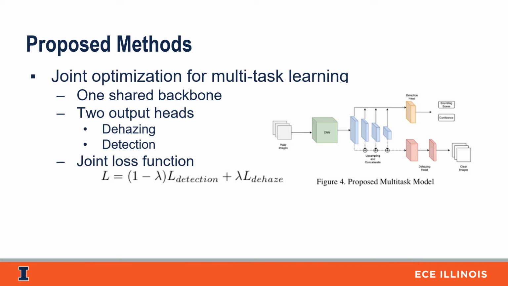Therefore, during the training process, we jointly optimize over two tasks. And we introduce a hyperparameter called lambda to balance the ratio of these two tasks, as shown in this loss function. In our experiment, we use a lambda of value 0.1. So basically, we focus more on the detection and only use this dehazing branch to help the detection output.